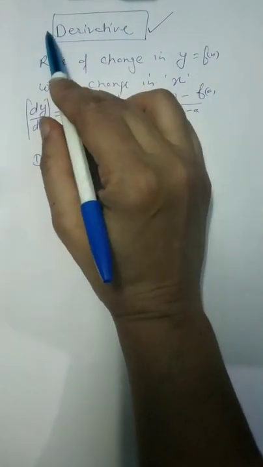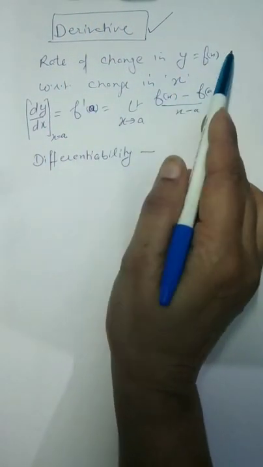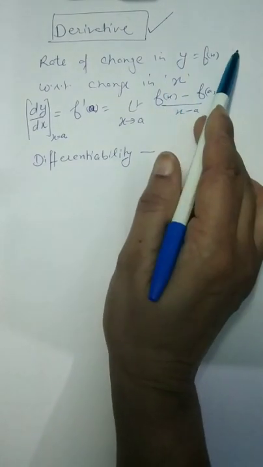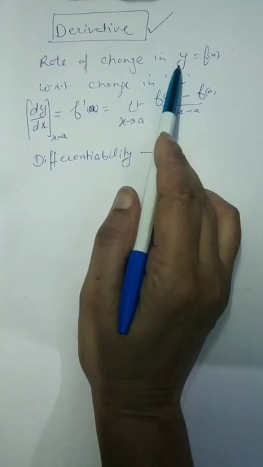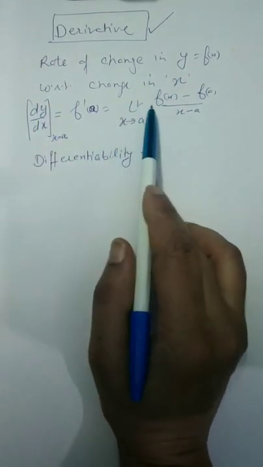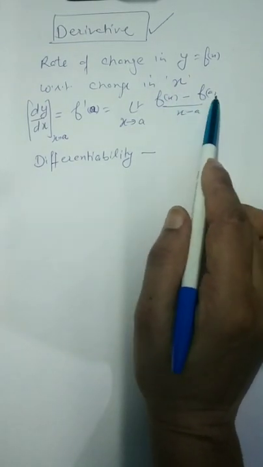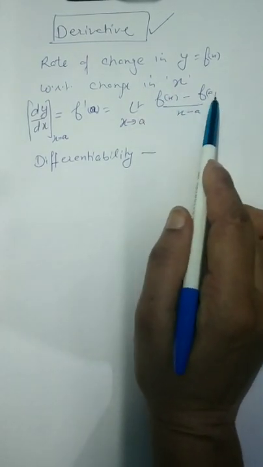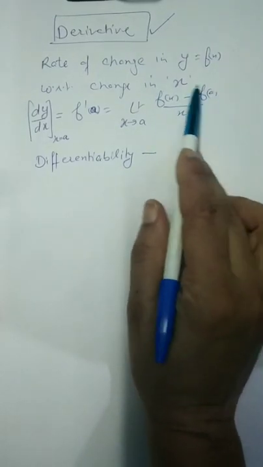So what is derivative? Derivative is the rate of change in y, where y can be a function of x, with respect to change in x. So rate of change in y can be put in symbolic form like this: rate of change in f(x). Change in f(x) means f(x) minus f(a), and change in x is x minus a, and rate means divide both.